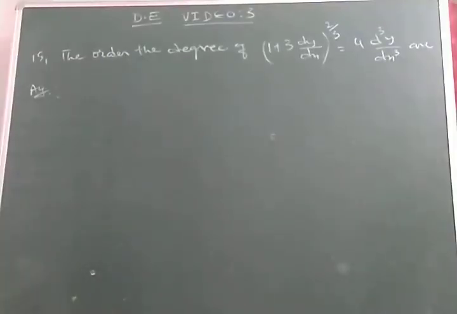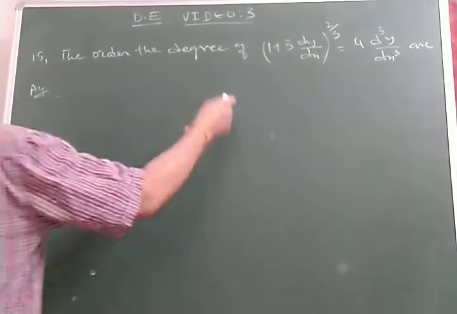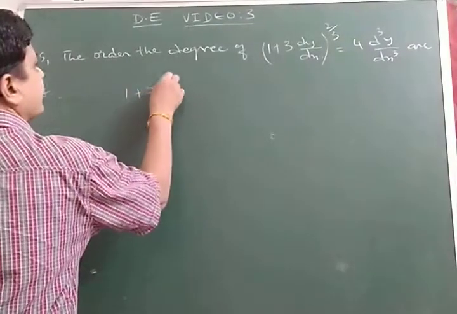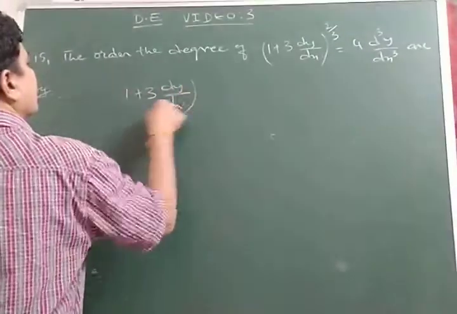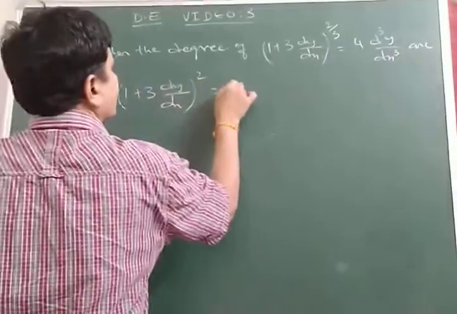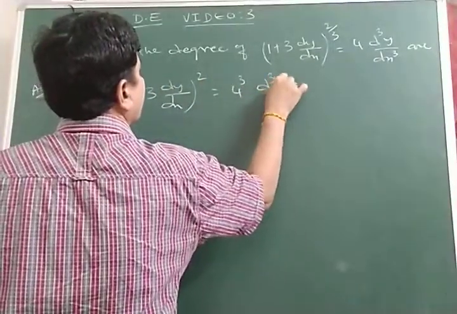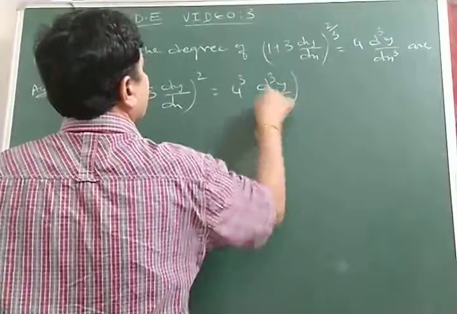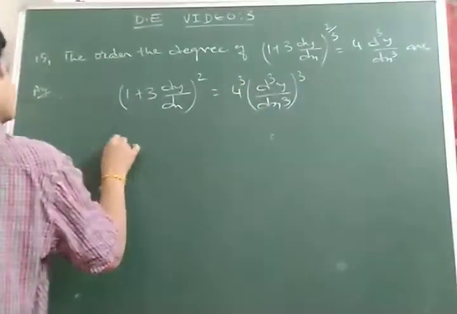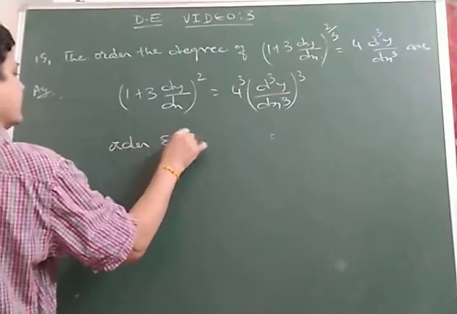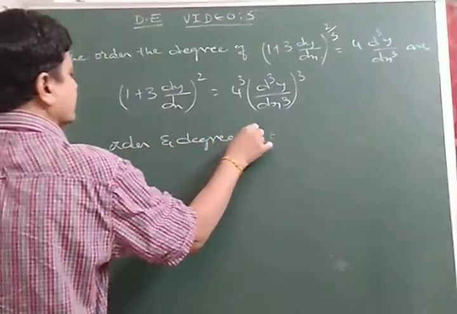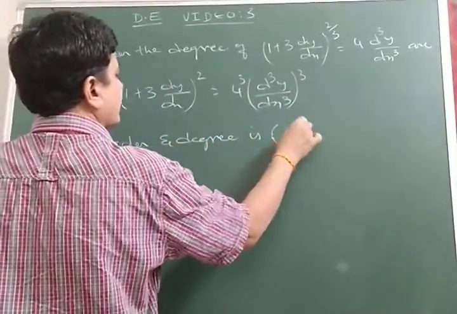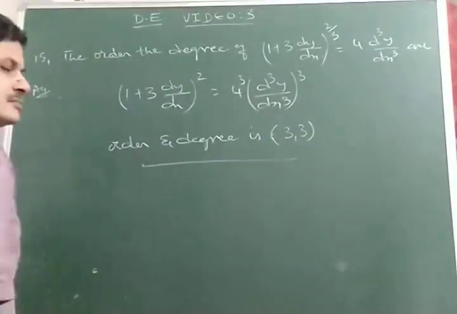15th question. The order and degree of the differential equation (1 + 3 dy/dx)² = 4³ d³y/dx³. So the order and the degree are 3, 3.